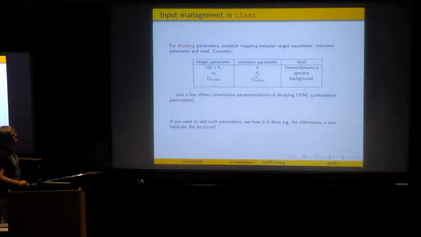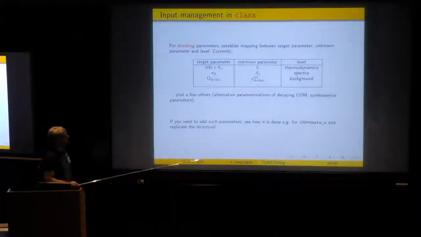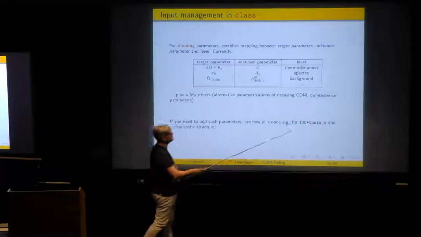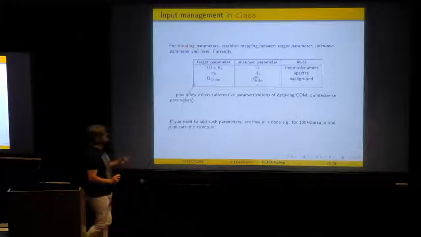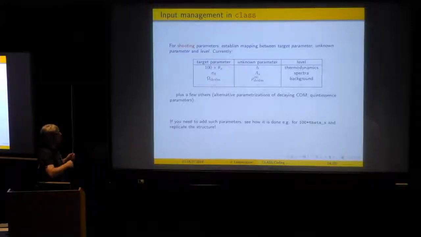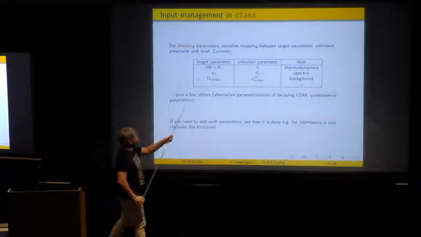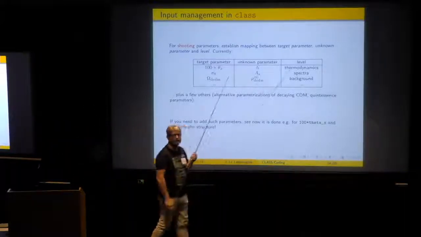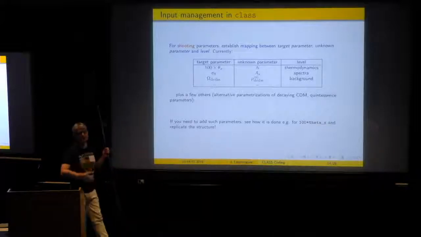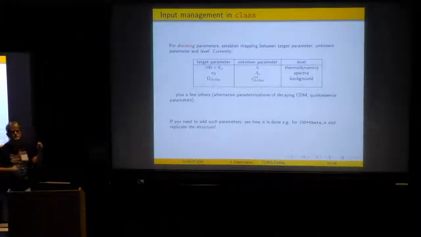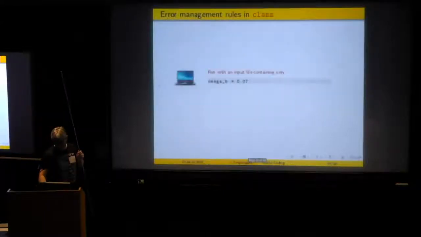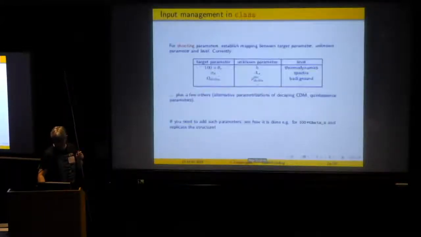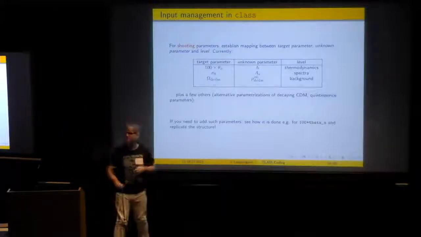So if you need to add another shooting parameter, look how it's done for one of them, for instance this one, and copy the structure. And you will see that you will need to define a new symbolic index for your shooting parameter, a target parameter, an unknown parameter, and a level. And the code will do the rest automatically if you have respected this declaration format. Questions on this before I go to error management?